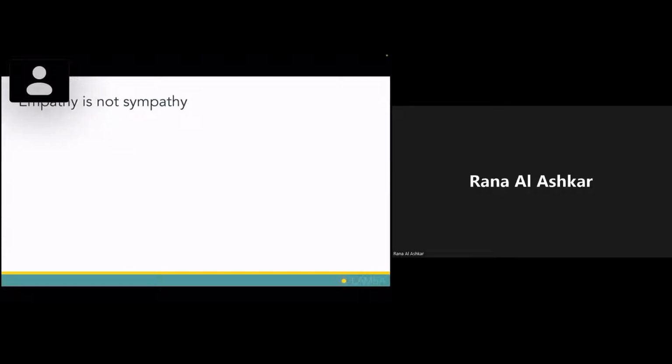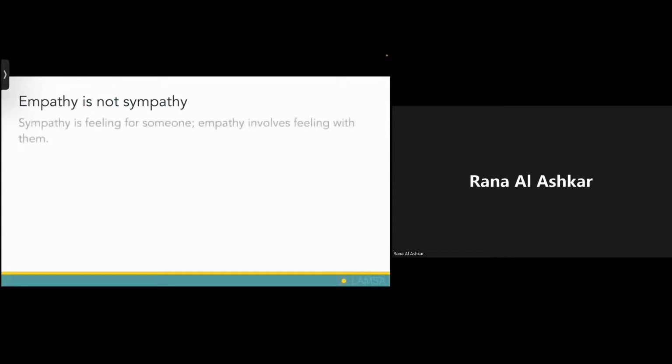Why do we have to define empathy, and what is empathy and what is sympathy? Empathy is not sympathy, and a lot of people have a problem differentiating between the two. So I'm going to give a very short definition and a very short example. Sympathy is feeling for someone, while empathy involves feeling with them. So what is the difference between feeling for someone and feeling with someone?